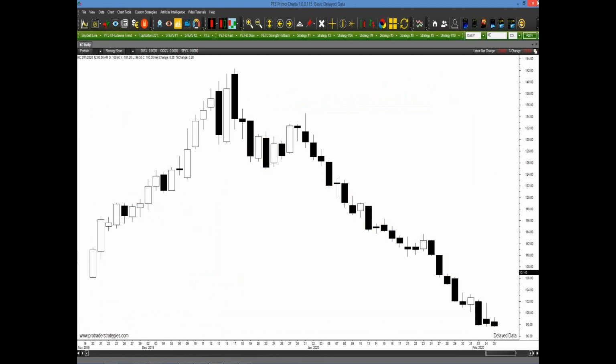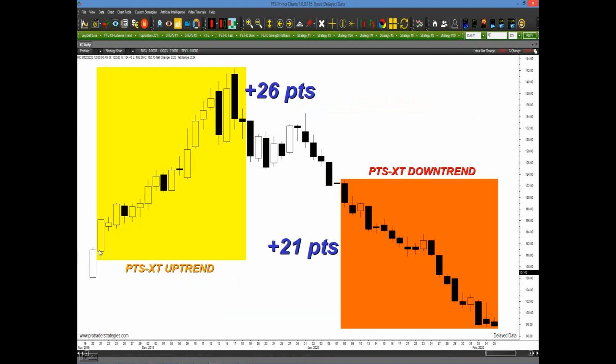Well, guess what? All of our strategies, all of our tools and indicators can easily be applied to commodities as well. This is a chart of coffee last year. While it was going up, look at the extreme trend indicator. 26 potential points you could have made to the upside. Then in January of this year, 21 potential points to the downside.